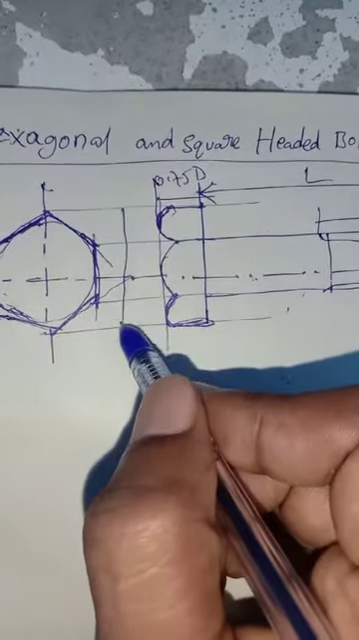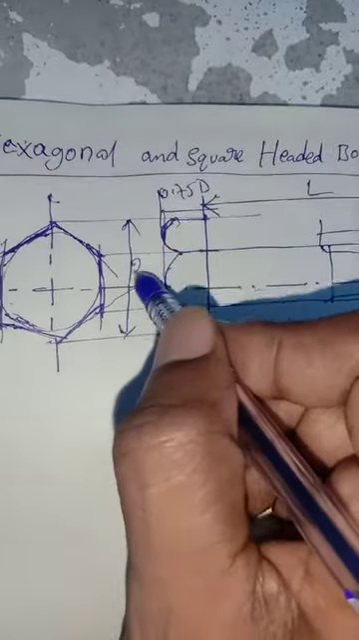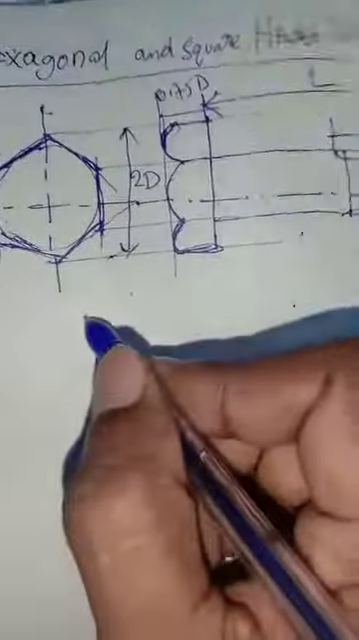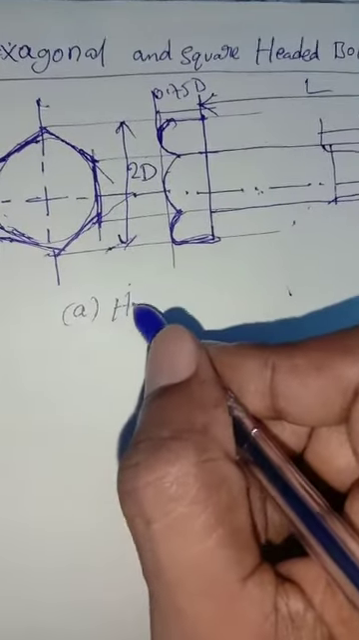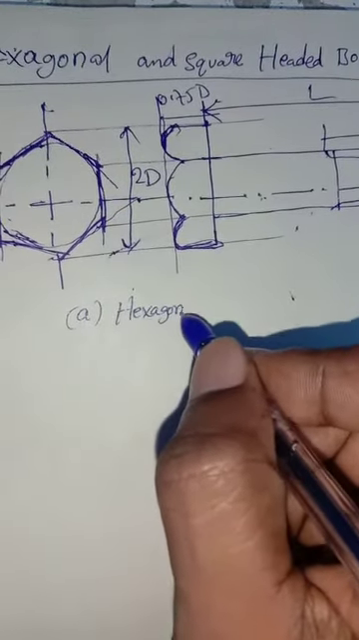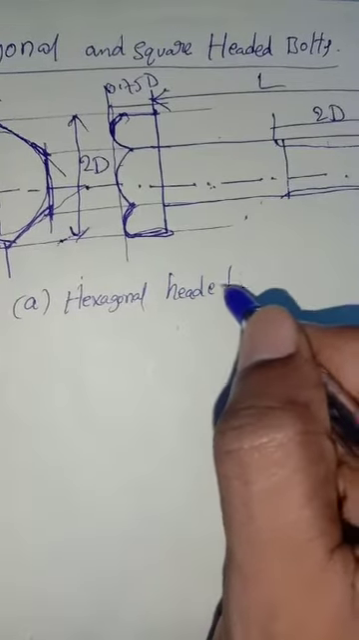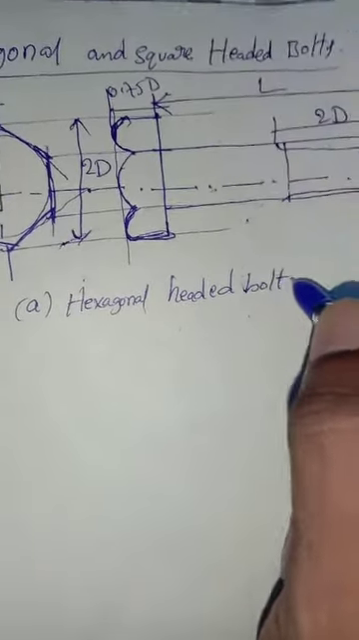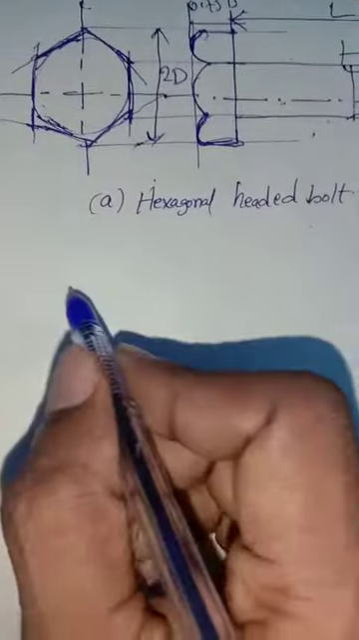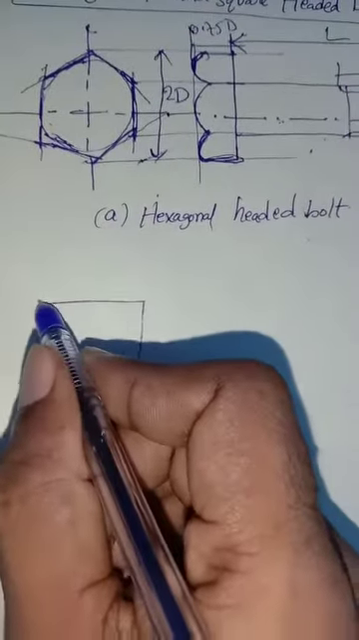Bolt, and then here is 0.75D. Okay, this total will come to 2D. So this is a hexagonal headed bolt.